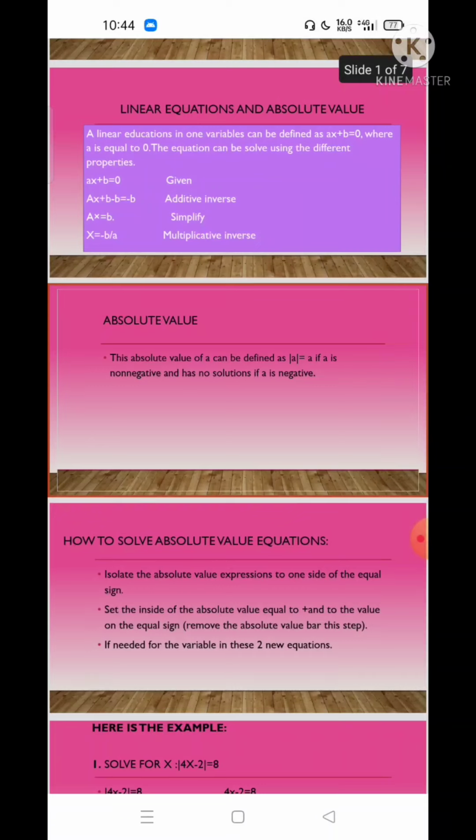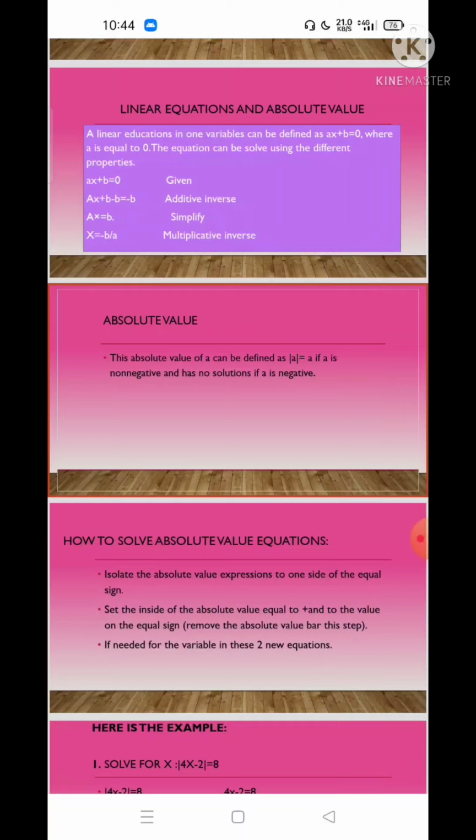So, how to solve absolute value equations? Paano ba natin isolve ang absolute value? First, isolate the absolute value expression to one side of the equal sign. So, dapat siya i-isolate. Then set the inside of the absolute value equal to positive and negative of the value on the other side of the equal sign.